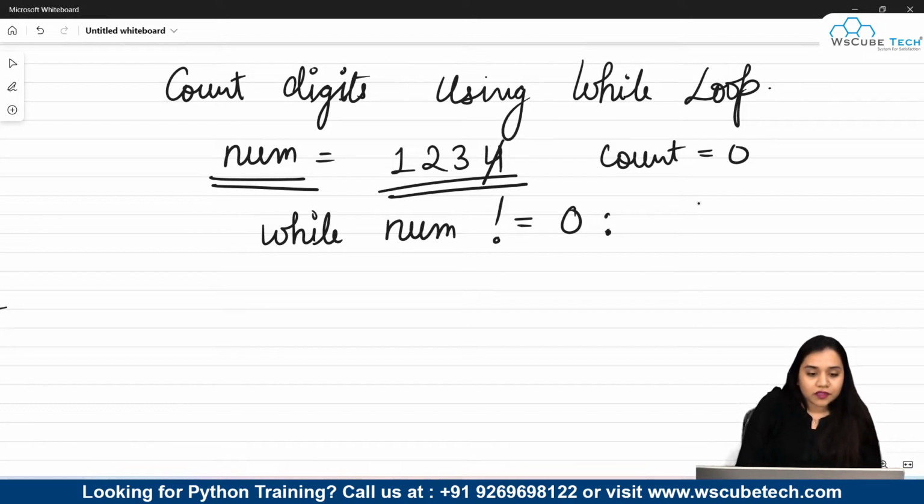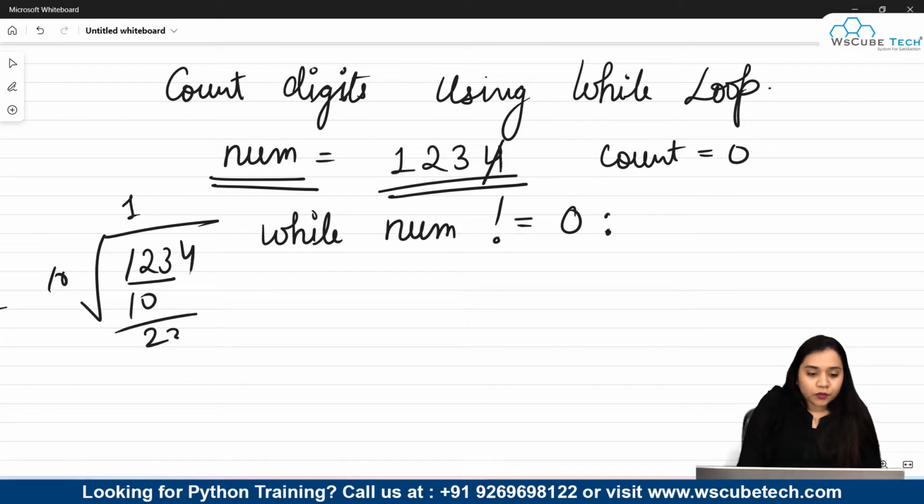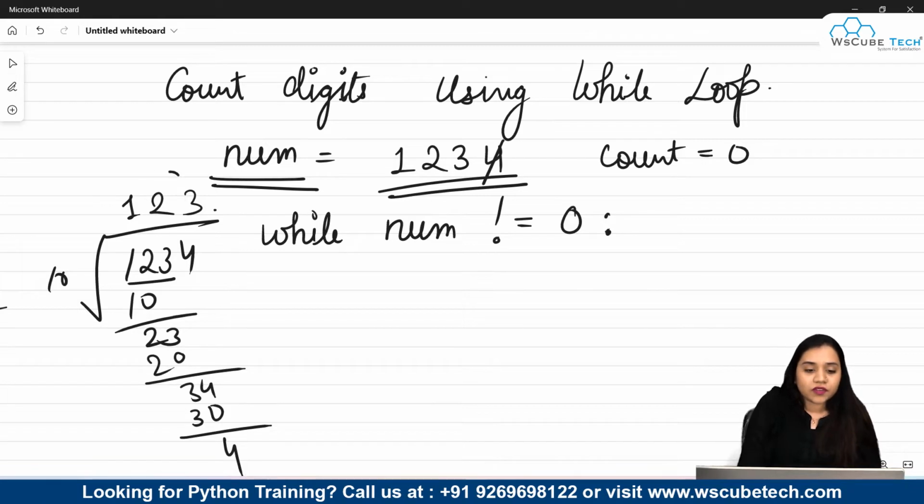The floor division method says that if I write 1234 and divide it by 10, the quotient that I would get would be 123. How is it possible? Let's have a look. 10 1 times is 10, it would become 23. 10 2 times is 20, it would become 34. 10 3 times is 30, and the remainder is 4. After that we don't take a decimal value, so we'll get 123 and the 4 will be removed.